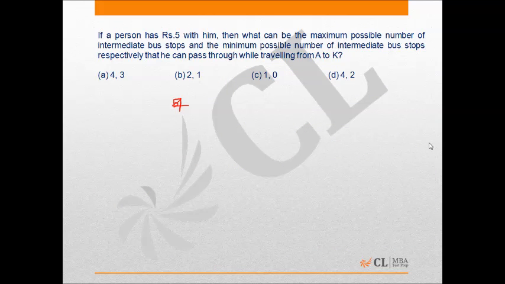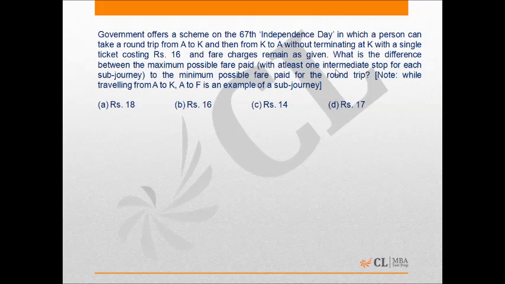So the maximum number of stops that one can pass through is 4, and the minimum number of stops that one can pass through is 2. Therefore option D is the correct answer. Let's move to the next question.